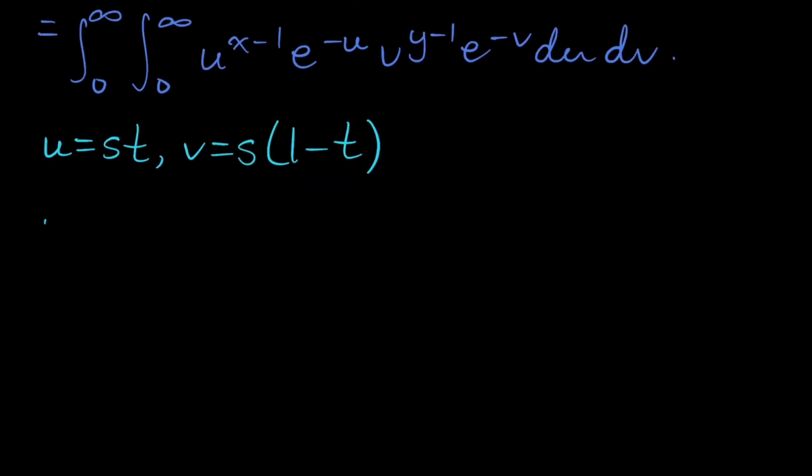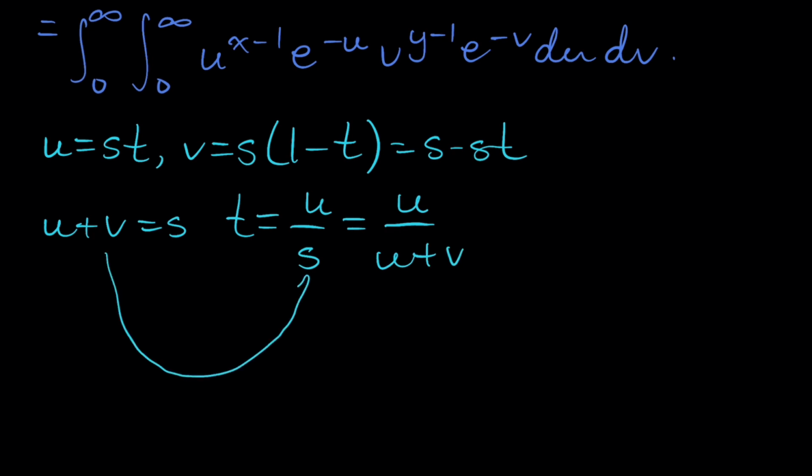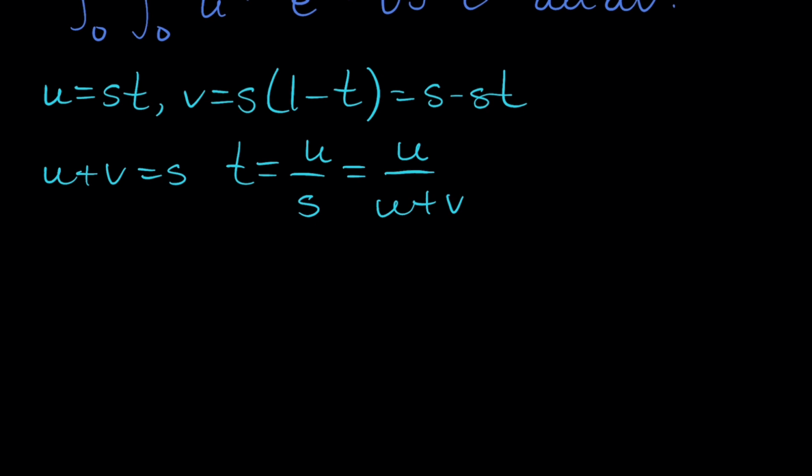Now, also notice that u plus v is equal to st plus s minus st, which is equal to s. So s is equal to u plus v. And because t is equal to u over s from this expression, t is equal to u over u plus v if we substitute this in. We also have to calculate the factor. Now, in multivariable calculus, to calculate the factor that we have to multiply inside the integral, we have to calculate the absolute value of the determinant of the Jacobian matrix.